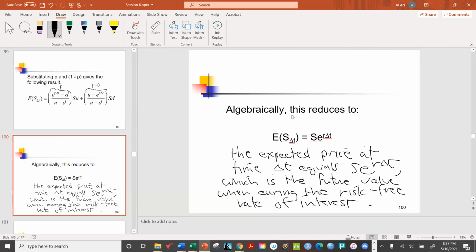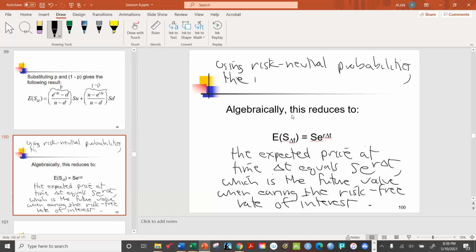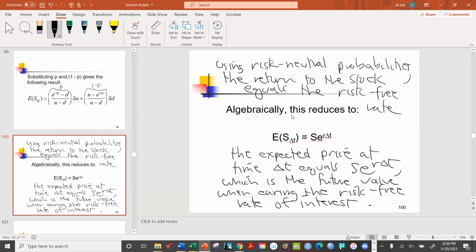Okay. So in other words, using risk-neutral probabilities, the return to the stock equals the risk-free rate. Which means that everybody is expecting that their investments will earn the risk-free rate of interest in the future, which means that everybody in the economy must be risk neutral. Or the way to think about it is that the risk-neutral probabilities are consistent with risk neutrality. In other words, everybody in the market expects the returns to all assets to be the risk-free rate in the future.